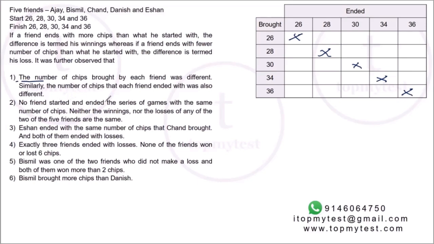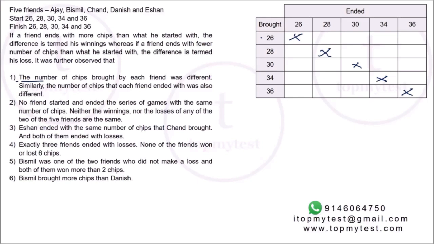Further, it is known that neither the winnings nor the losses of any two of the five friends were the same. So if somebody brought 26 and ended up with 28, your win will be 2 chips, and nobody else can end up with 2 chips extra. So 28 cannot finish with 30, and 34 cannot finish with 36, but 30 can finish with 34. The same is the case with losses. Even the losses cannot be the same. This is something we will take care of as we go through.